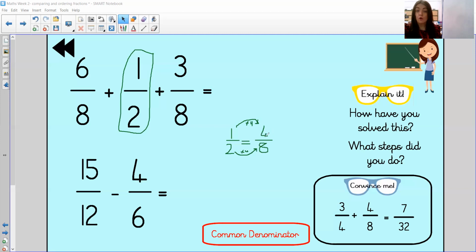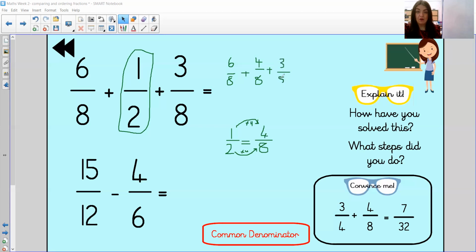Now, you might have done an even quicker way because you know the pattern when a fraction is a half, the numerator is half of the denominator, 4 and 8. 4 8s. So now I've converted 1/2 into 4 8s. Let's rewrite that number sentence now with the ones that I've just changed. So 6 8s, I've changed 1/2 into 4 8s, and then I'm adding 3 8s.